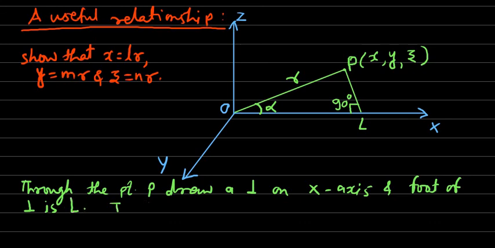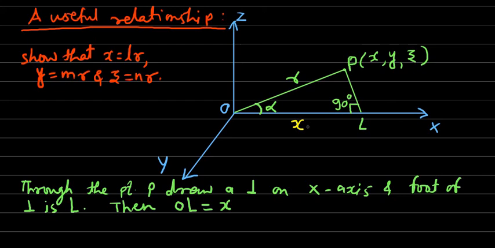Then from the figure it is clear that we have the distance OL is equal to x, as it was explained in the earlier class. What is the distance OL? Distance OL is the perpendicular distance of point P from the YZ plane, which is the x coordinate of that point. So it is equal to x. I will write this in the figure also. So this distance is x.